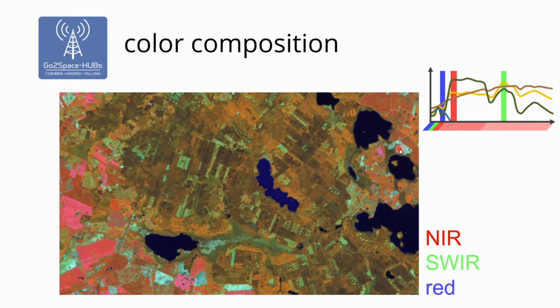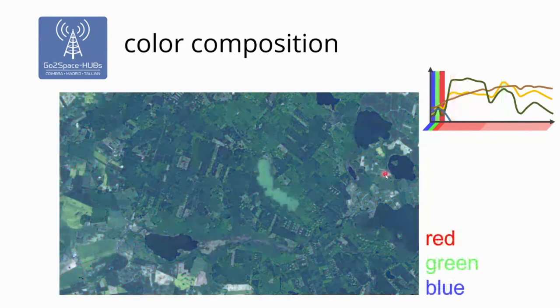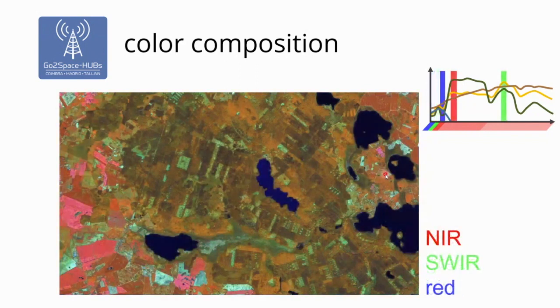And something even better, I think, is when we use two different infrared bands, like here, where we also use short wavelength infrared. This acronym stands for that. So we can see even more colors than before. So let's compare this color composition with this one. This is a true color composition. This is the false color composition with infrared.